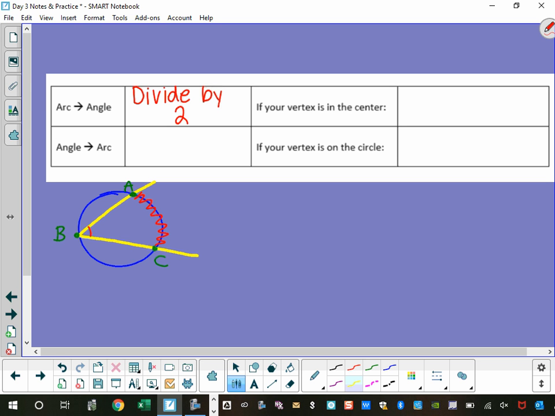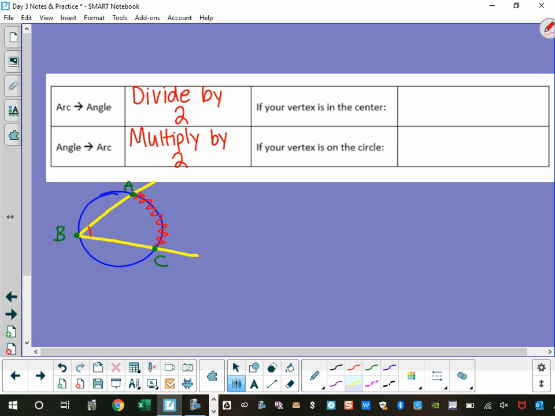So the opposite of that, if we go from angle to arc, what will we do? Then multiply that. That is what this whole lesson is based on: finding your intercepted arc or finding your inscribed angle.